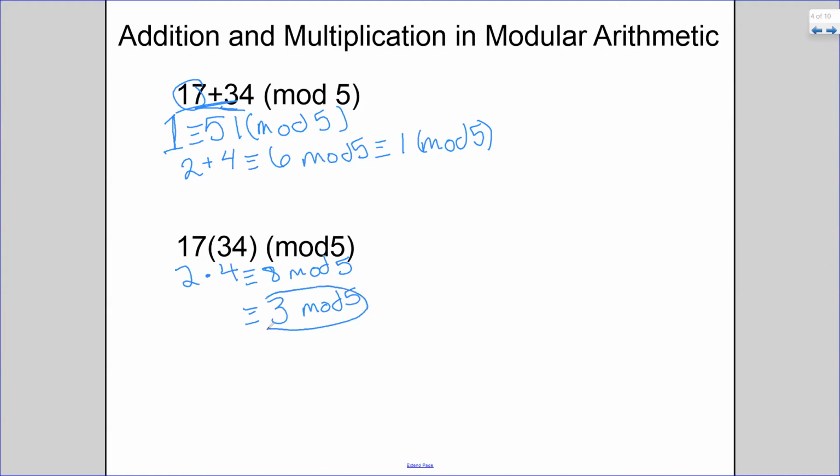And so either way, we can do this. However, if I don't have a calculator, it may be easier for me to take the mod first.